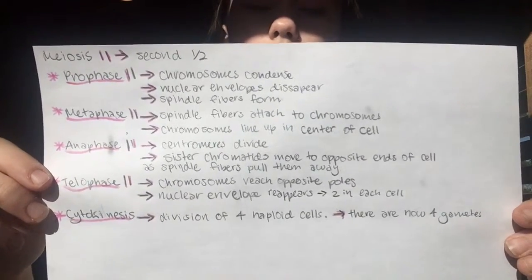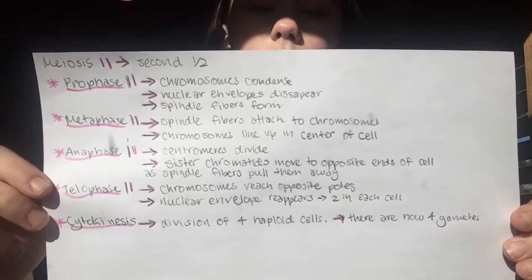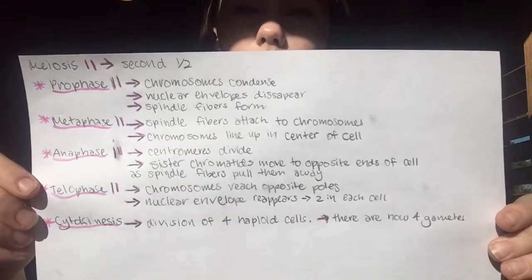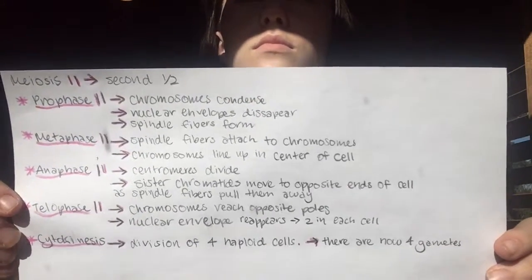And finally, after that, we have cytokinesis, which is the division of 4 haploid cells. There are now 4 gametes, and that marks the end of meiosis.